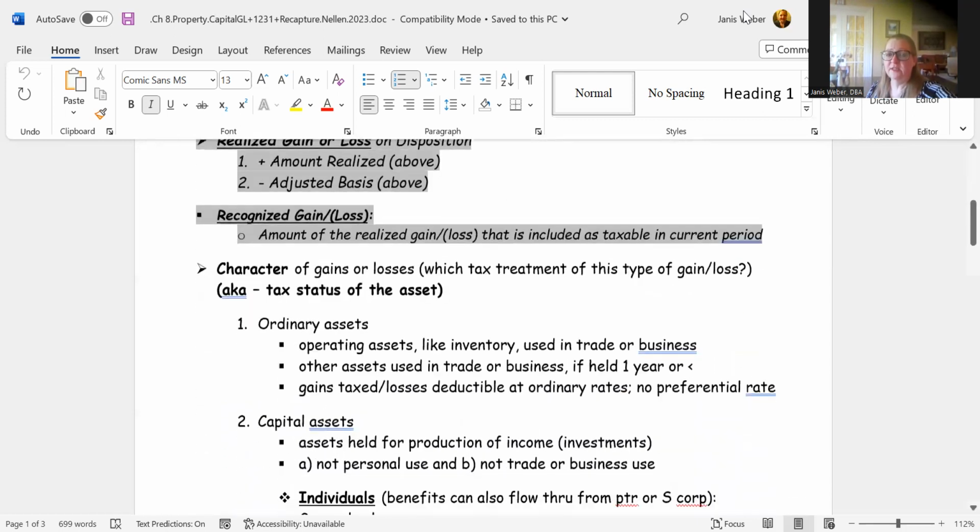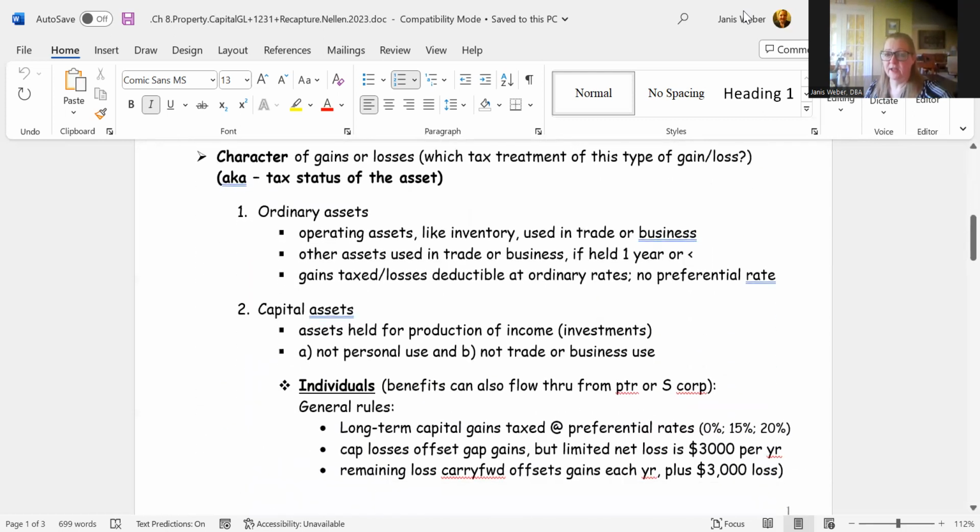Okay, now the next piece is, we already kind of knew about that. We're just making sure that foundation's still solid. And then after that, we're learning some nuances about gain or loss. So it matters what kind of character the assets are, as to how the tax treatment of the gain or loss is going to fall out. The tax status is another term they sometimes use for the character of the gain or loss.